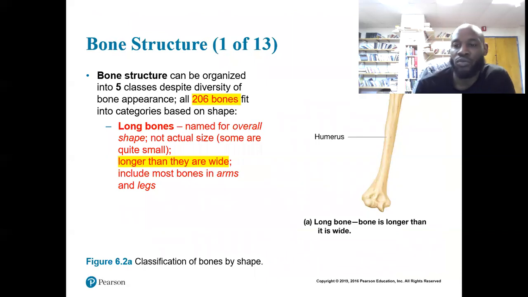Right, now we're going to go into the actual bone structure. As you see here, I have highlighted 206 bones, right? 206 bones. I would like for you to know all 206, but you don't have to know all 206 for the purposes of this class. But it wouldn't be a bad thing to learn your bones, your nerves, your muscles.